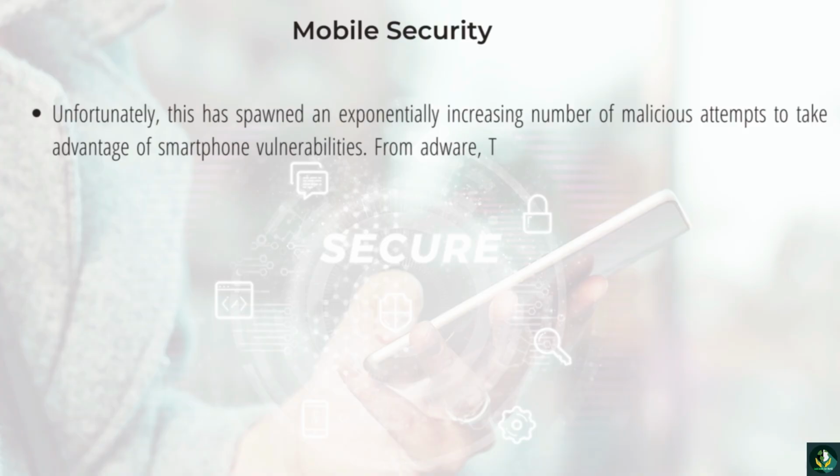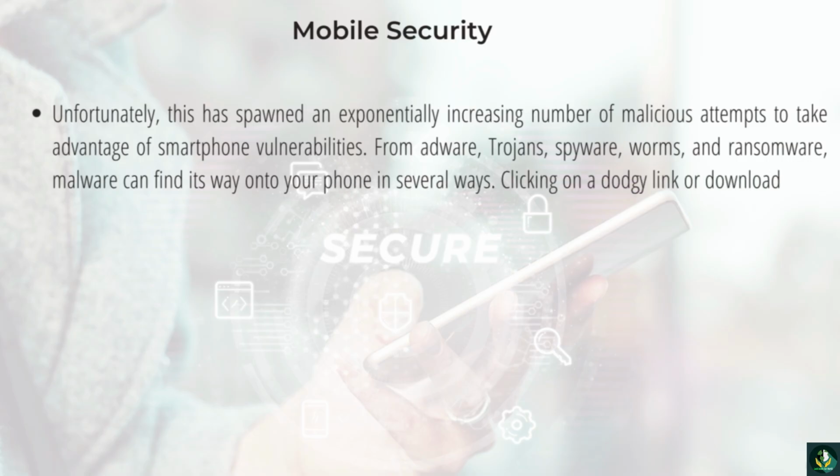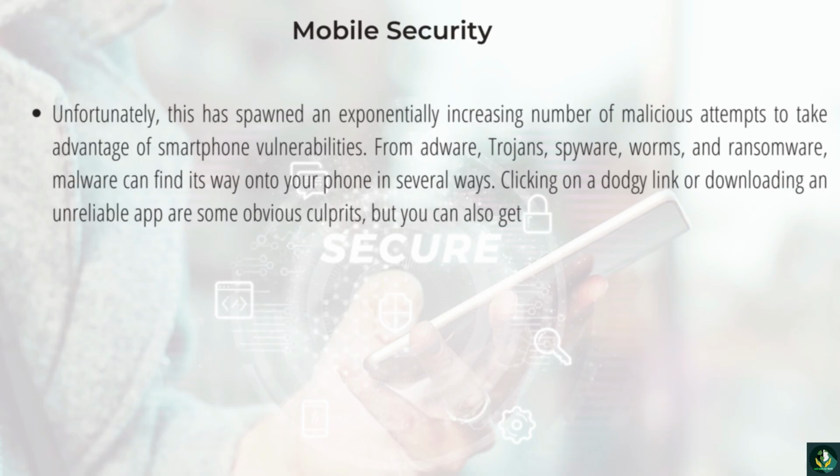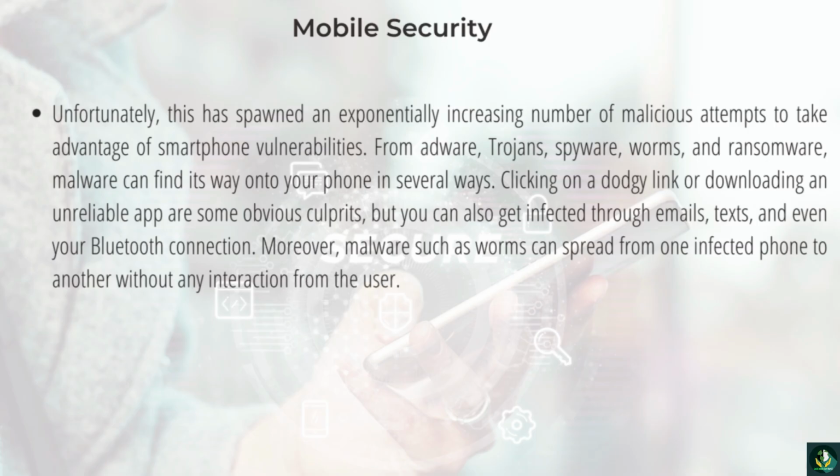From adware, Trojans, spyware, worms, and ransomware, malware can find its way onto your phone in several ways. Clicking on a dodgy link or downloading an unreliable app are some obvious culprits, but you can also get infected through emails, texts, and even your Bluetooth connection. Moreover, malware such as worms can spread from one infected phone to another without any interaction from the user.